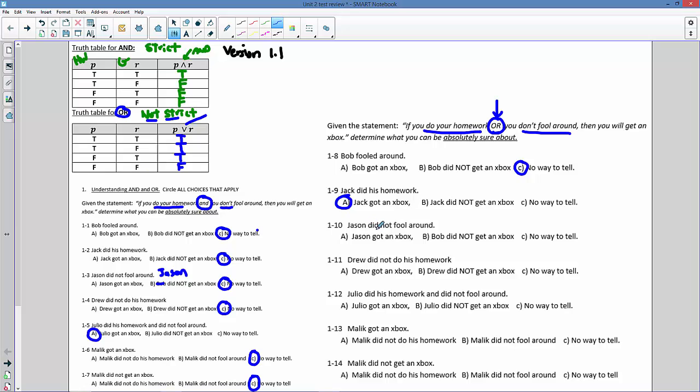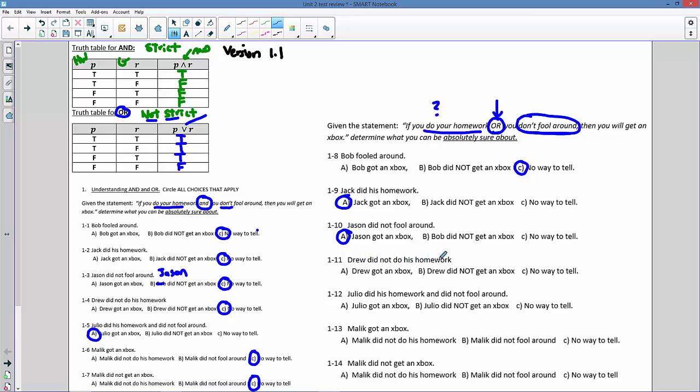Okay, this one, Jason did not fool around. Same thing, he did not fool around. He met this condition. We don't care if he did the homework or not because it's an or. Or says you just have to do one of them. Okay, so if he did not fool around, then we absolutely know he got an Xbox.